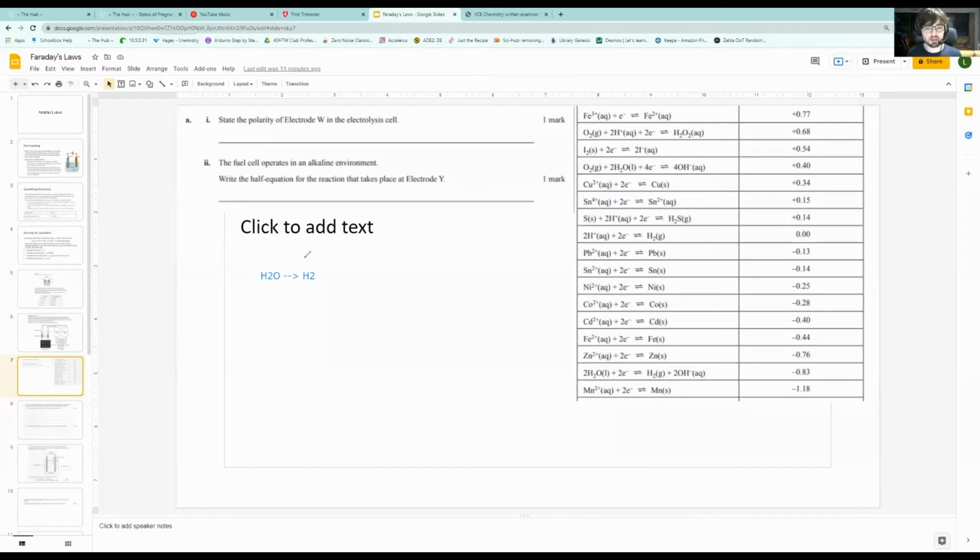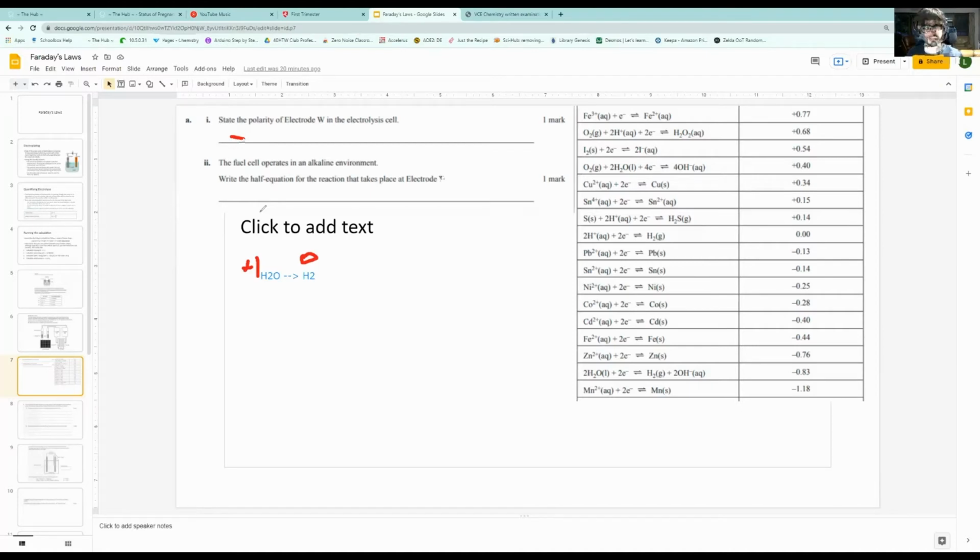Hydrogen gas has an oxidation number of 0. Hydrogen in the water has an oxidation number of +1. So the hydrogen must be being reduced. And if it's been reduced, then it's at the cathode. An electrolytic cell has a cathode that is negative. So therefore, this one's negative here. So hopefully you followed along there. That's kind of just the theory from the previous PowerPoint.